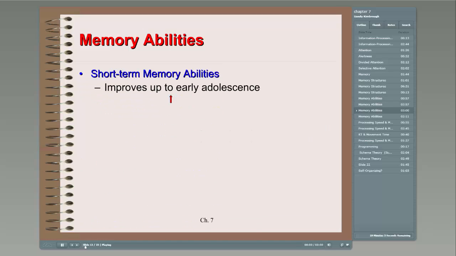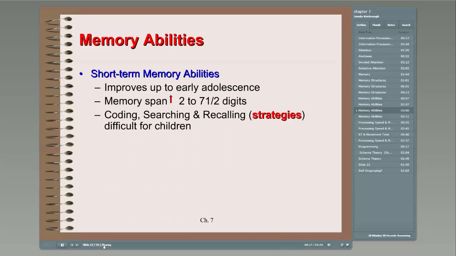Memory abilities develop, or short-term memory abilities improve up to early adolescence. The memory span increases from 2 to 7, that should say plus or minus 2 digits, by the time a child's about 12 or 13 years old. Coding, searching, and recalling, in other words, strategies, can be difficult for children. They do not automatically, when they're very young, have these strategies to help remember things, like using acronyms or using little songs or rhymes to help them remember. Teachers, however, know that, and they teach them these strategies. Learning the alphabet to a song helps kids remember it into a rhythm.